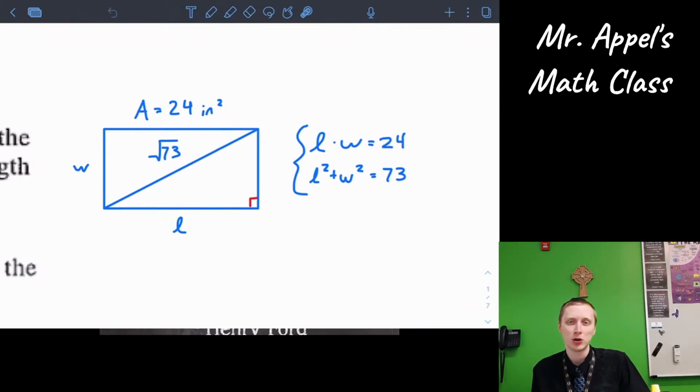1 times 24, right? 6 times 4 is 24. Just use your multiplication table there. Create a list and then check. Plug those in. See if you get 73 here. I would literally use the guess and test strategy from here on all the factors of 24 and see if one of them gives me 73.